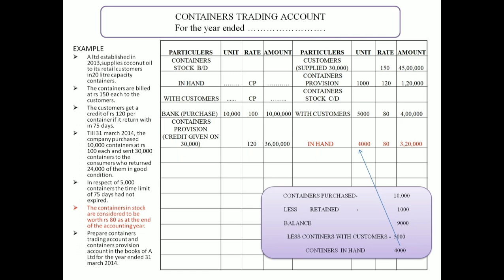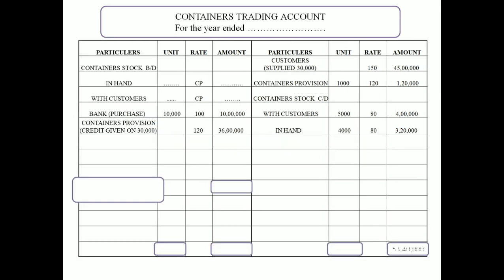Then you multiply that by the price per unit, that is called CP. So multiply by 80, then that is equal to 3,20,000. After that, going for the balancing process, you balance the amount column on the credit side, then you put it on the debit side, then you take the difference of these two, that is 7,40,000.